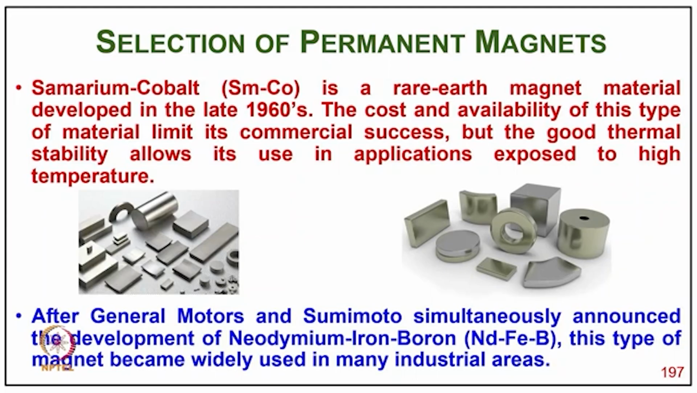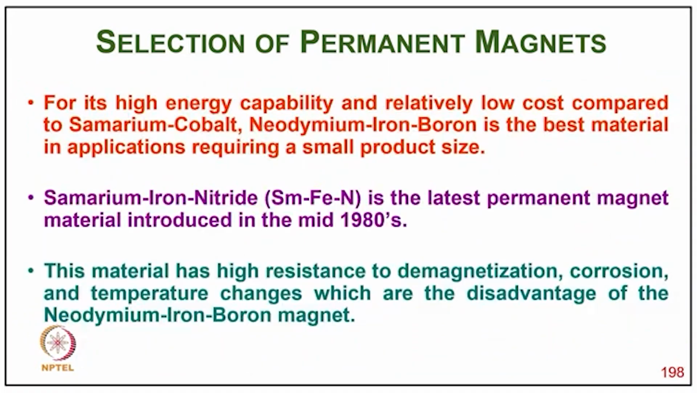After General Motors and Sumitomo simultaneously announced the development of neodymium iron boron, this type of magnet became widely used in many industrial areas. For its high energy density capability and relatively low cost compared to samarium cobalt, neodymium iron boron is the best material in applications requiring a small product size, and samarium iron nitride SmFeN is the latest permanent material, introduced in the mid 1980s.